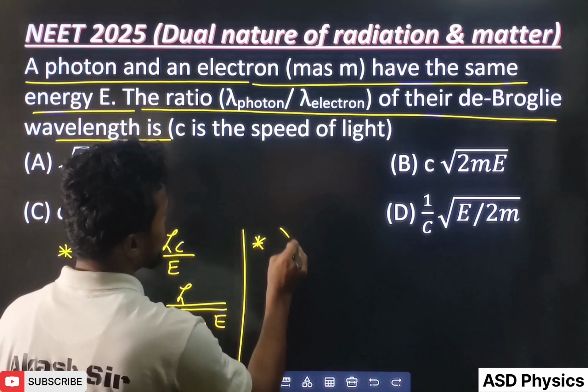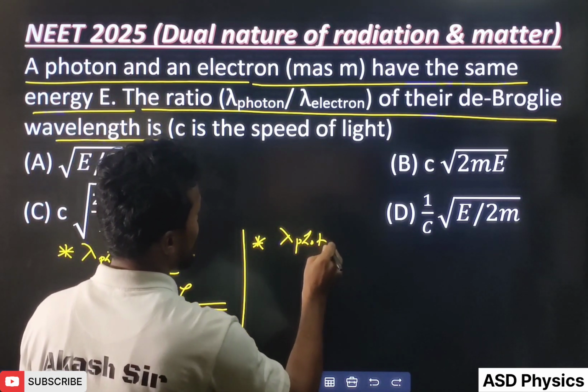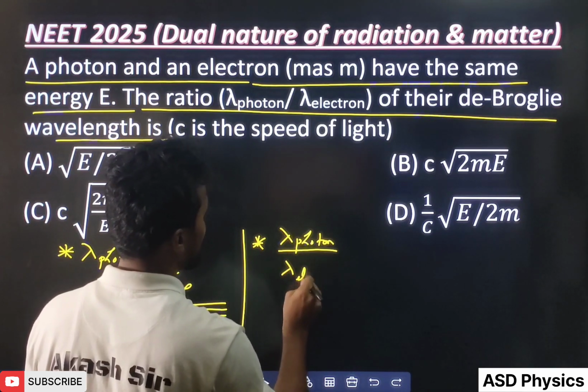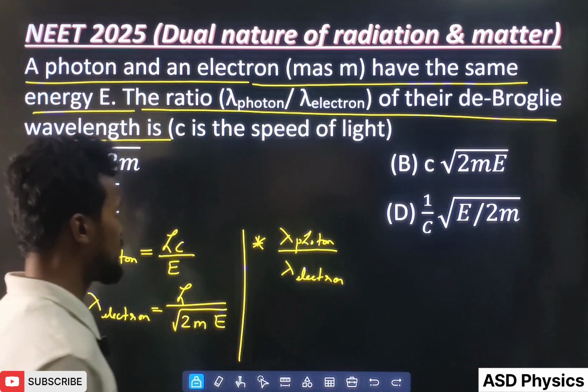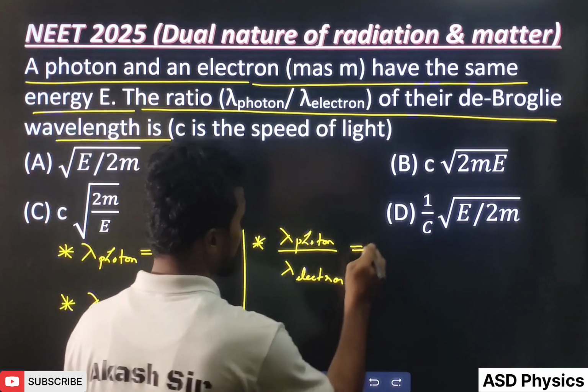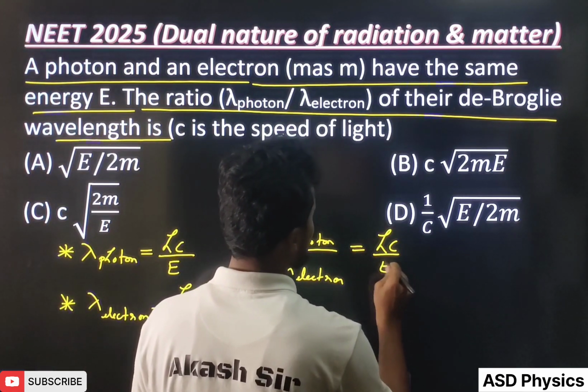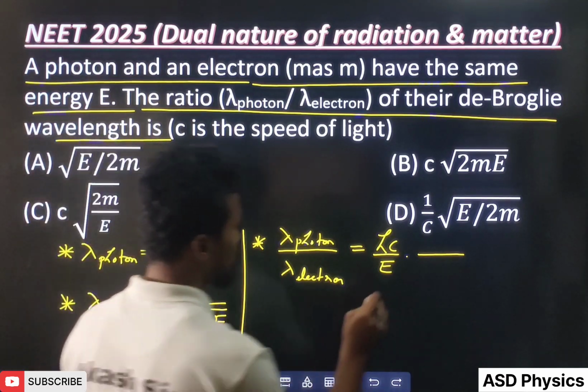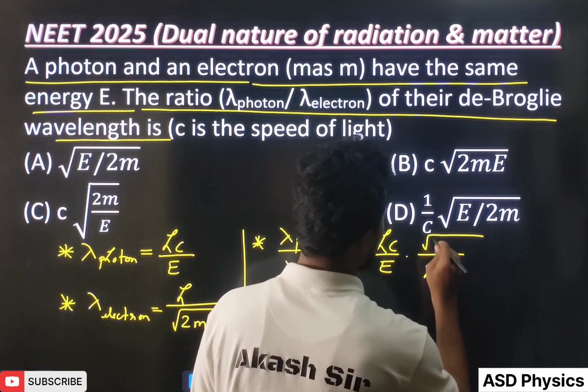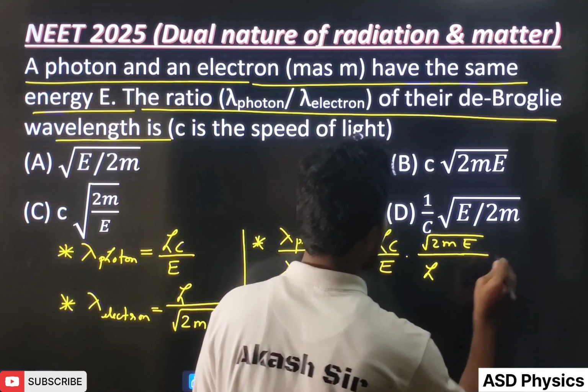So now students, when we take the ratio, lambda photon by lambda electron. De-Broglie hypothesis means the particle will behave as a wave. So lambda photon is hc by E, into 1 over lambda electron, which is h by root 2mE, so it will come like this.